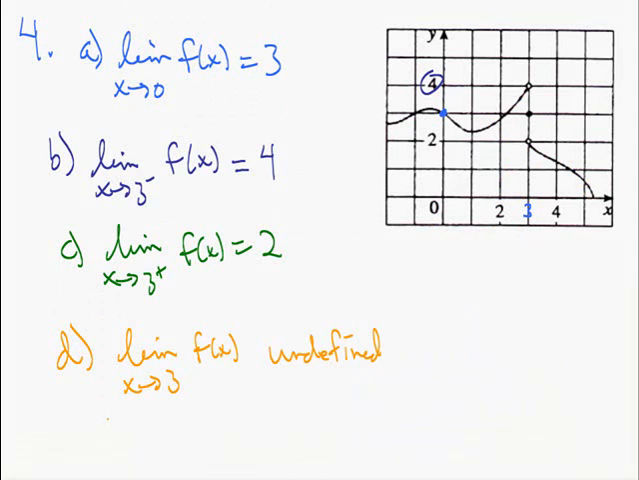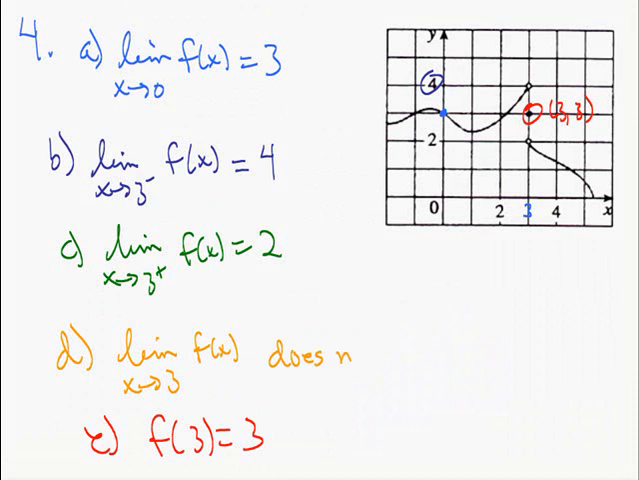Now compare that with the fact that in part E, we do recognize that f of 3 itself is actually equal to 3. Our function evaluated at 3 is equal to 3. So the limit is undefined, even though our function does exist at that point. Probably a better way to say it, instead of saying it's undefined, we usually say that the limit does not exist, again, because the limits from the left and from the right, the one-sided limits, do not agree.